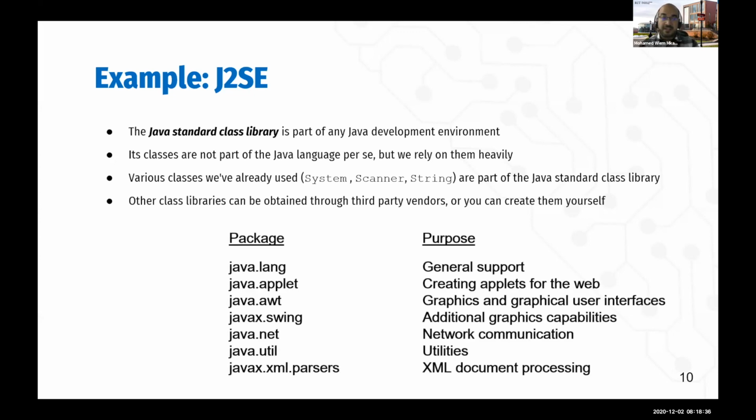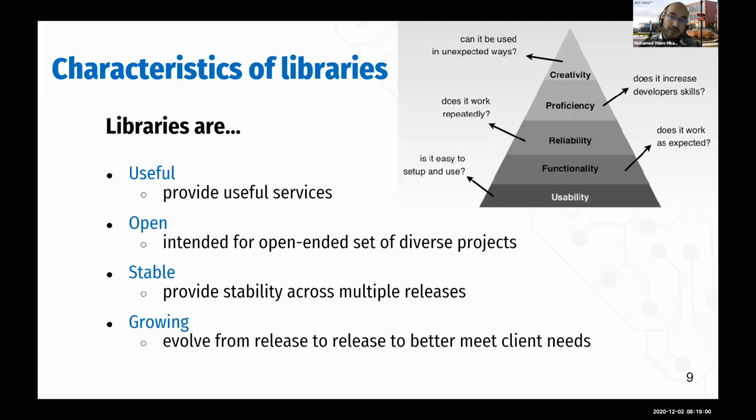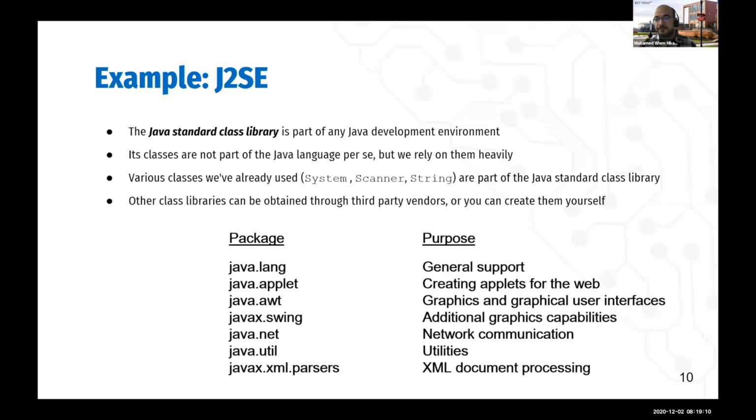All these packages that you are familiar with, that you have been using, are examples of what we call the core API of the Java language, right? java.lang, applet, swing, awt, net, util, the famous java.util, right? Or the Java XML parsers. All of them are different packages offering functionality that should be useful, open, stable, and growing. And I guess you're already familiar with Java, so you know that all these functionalities that Java offers are already useful, open, stable, and also growing.